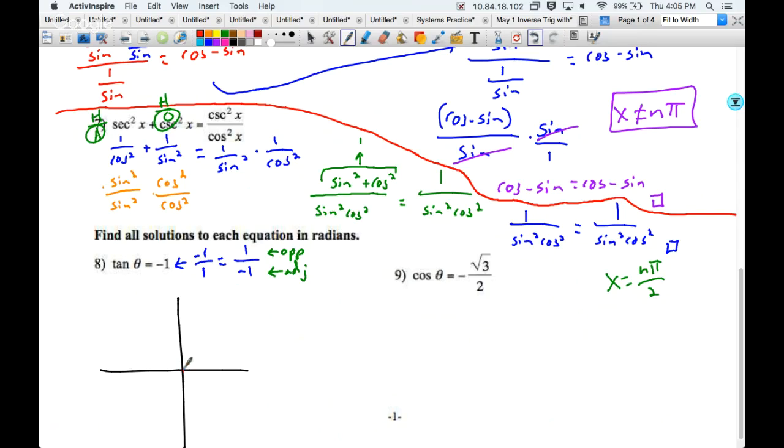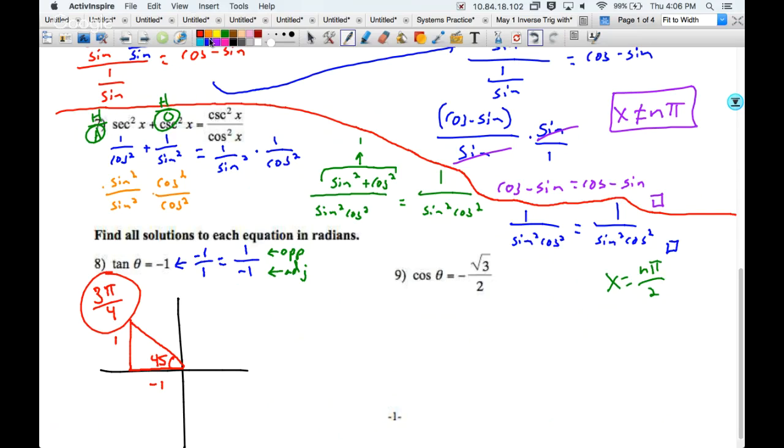All right, if the opposite is 1 and the adjacent is -1, that's going to bring me right over here. So opposite's 1, adjacent's -1. I recognize that as a 45, 45, 90, meaning that this angle out here is 3 pi over 4. It's one of my answers.